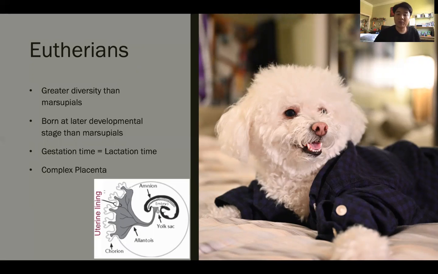And they also have really complex placentas, mostly due to the fact that the placenta is connected to the mother directly. Those weird little things popping out of the chorion. I think that's how it's pronounced. That's how they are fed and they expel waste.